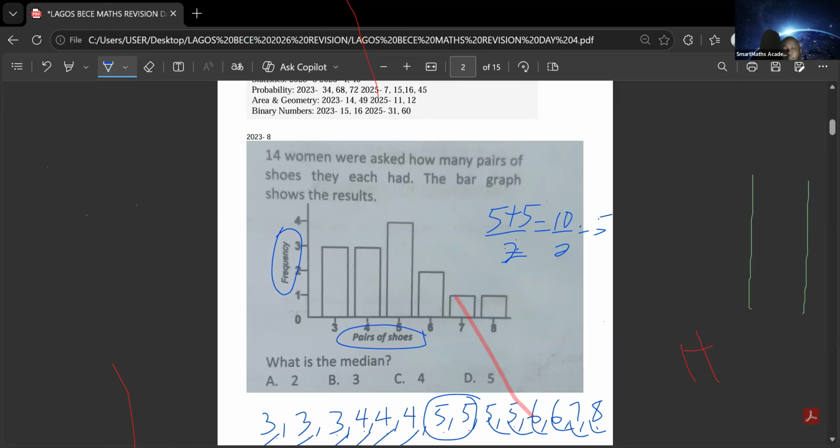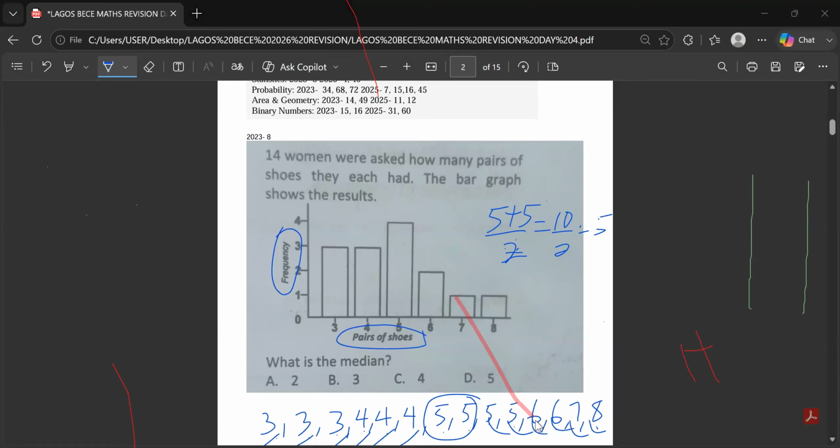Okay, sir. So when we were finding the median, why do you have to divide it by 2? Very good, this is a very good question. So let me answer that. When you are finding the median and you have two numbers at the middle, are you with me? Yes, sir. If you have two numbers at the middle, you are expected to add the numbers, then divide by 2.